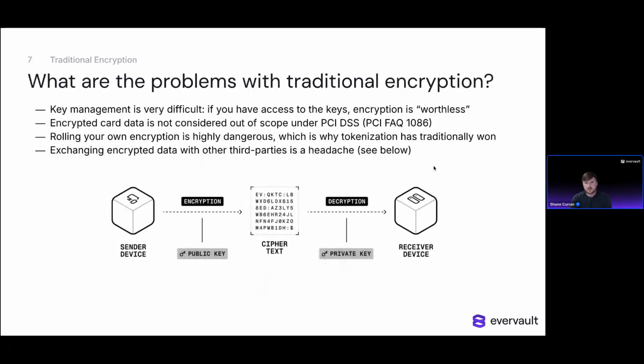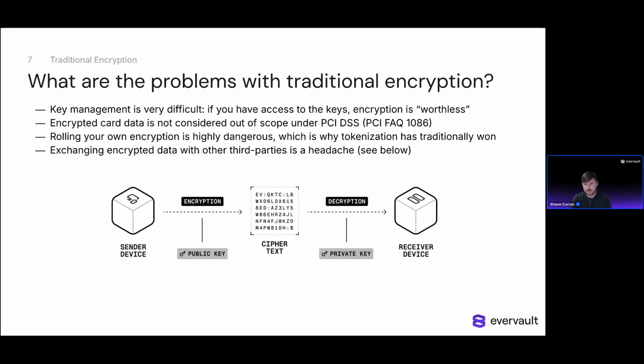Some of the other problems with traditional encryption, outside of just the key management piece that I spoke about, is that the PCI guidelines earlier on had referenced the idea that encrypted card data was not considered out of scope for PCI. And this is one of the things that companies considering using encryption for PCI scope reduction reference frequently. There's a publicly available FAQ 1086 on the PCI website that explicitly says card data is not considered out of scope. And as a result, a lot of people tend to veer away from it.